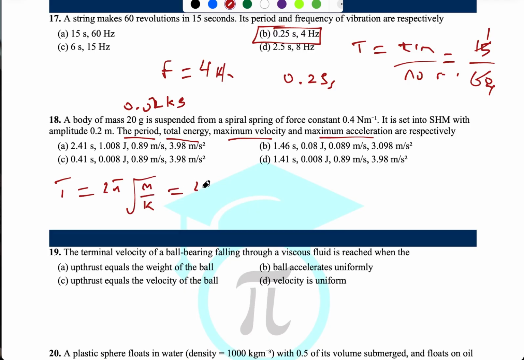And so that will be 2 pi, square root of m was given as 0.02, k is 0.4. So 0.02 divided by 0.4, then the square root of that, then multiply by 2 pi. So that is approximately 1.41 seconds.